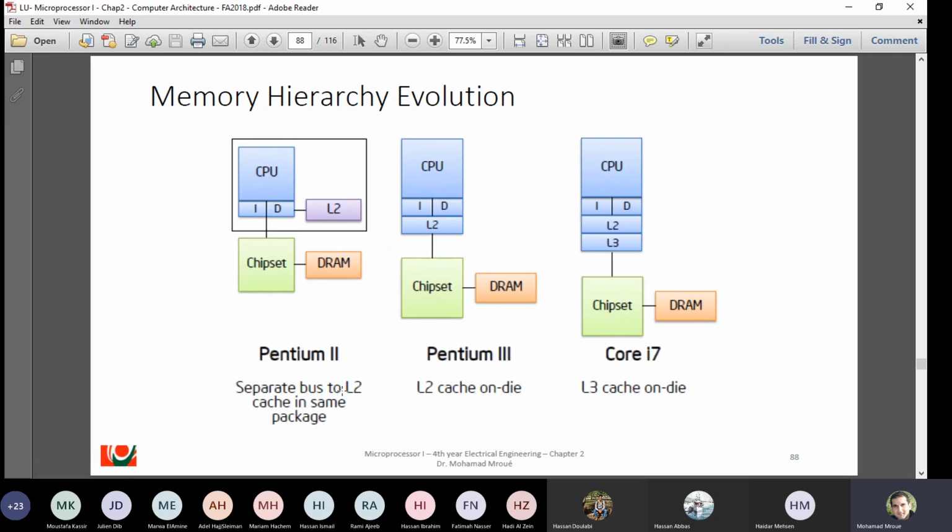With Pentium 2 we have a separate bus to the level 2 cache. We now have 2 buses here. Okay. So of course this will improve the performance. With the Pentium 3, level 2 cache became on die with the CPU. So we have level 1 and level 2. For example, take Core i7: we have 3 levels of cache memory. Okay.